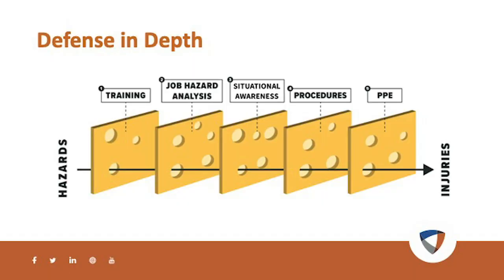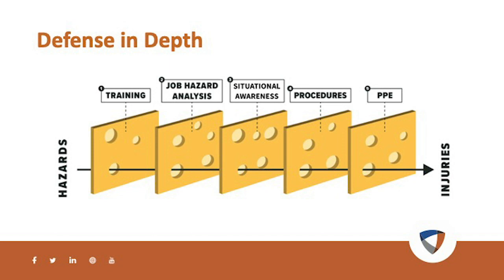So looking at our defense in depth Swiss cheese model, right? As a quick review, there are 5 portions of this. The first one is training, and that's why we're here today, right? We're getting our training on defensive driving, making sure that we remember how to identify hazards and those type of things. So we're going to have good training.